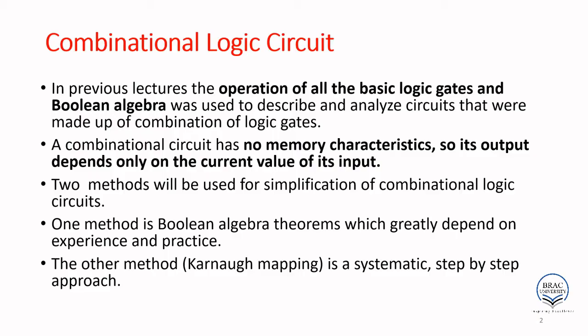Two methods will be used for simplification of combinational logic circuits. One method is called the Boolean algebra theorem, which directly depends on experience and practice, which we already did in the last lecture. The other method is called Karnaugh mapping. It is a systematic, step-by-step approach.